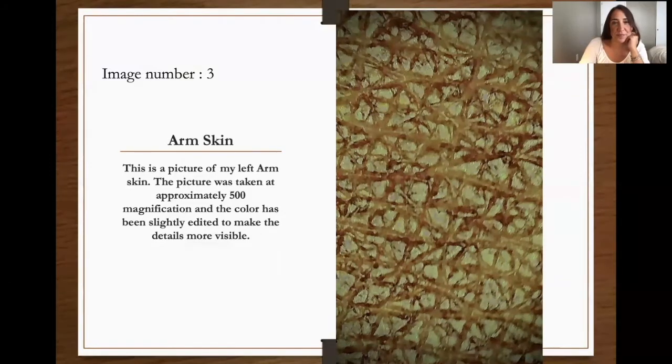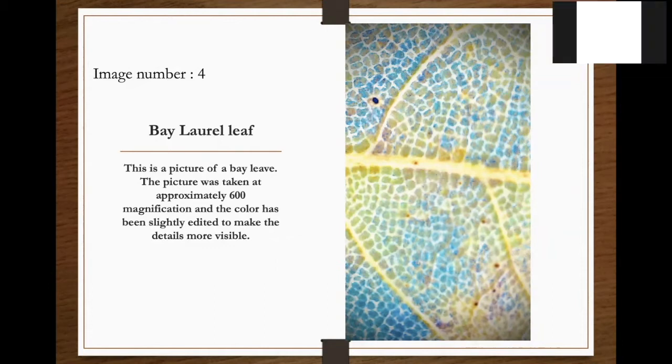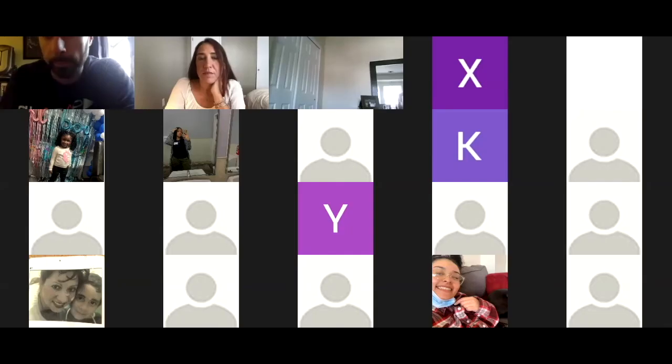Beautiful. This is amazing. So this is a leaf. How did you do this image? I just took a picture of a Baylor leaf. I just put it on the table and took a picture and then edited the colors so all the patterns can be more visible. That was at 600 magnification. I just took it in the kitchen. If you have the microscope there, can you show it to the audience? Sure, give me one second.